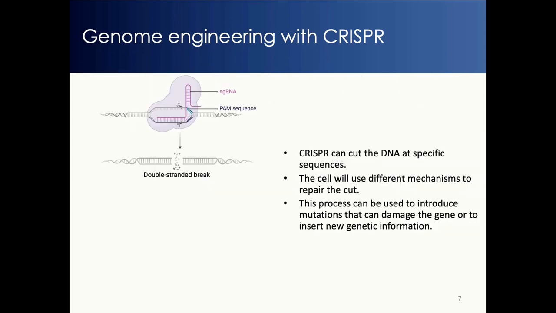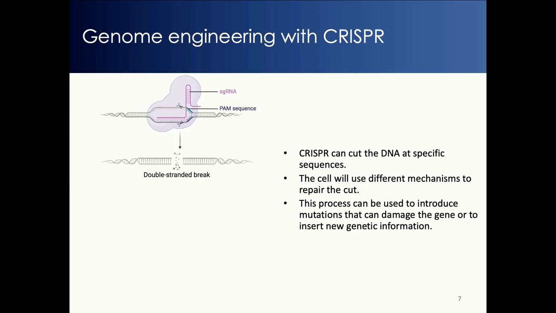In very simple terms, CRISPR is an enzyme that can go to specific regions in the genome of a cell thanks to an RNA molecule called a guide RNA or sgRNA. And this guide RNA allows the protein to identify a specific sequence that can then be cut by the CRISPR protein and generate a double-stranded break.